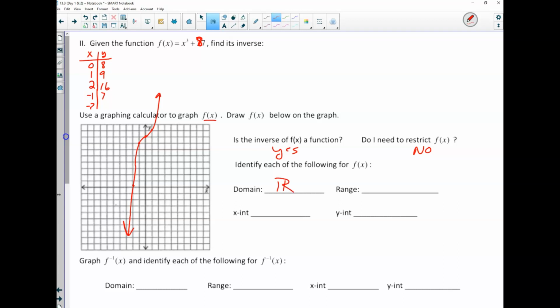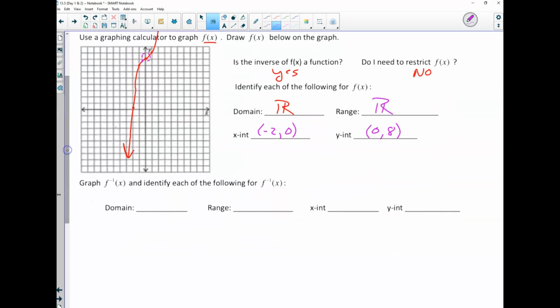Well, it goes up and it goes down from its kind of starting point right here, so that's all real numbers. What's my x-intercept? Well, my x-intercept's negative 2, 0. What's my y-intercept? Well, it's 0, 8, right? 0, 8. Well, I don't need to see my graph here, guys, to get this, because it's already a function. So I know this is going to come from this.